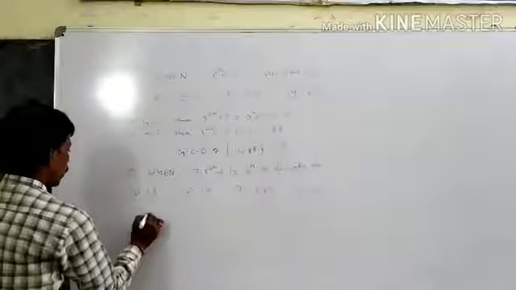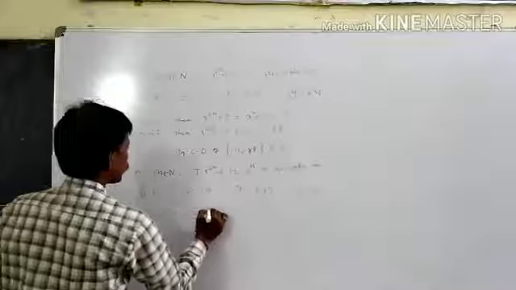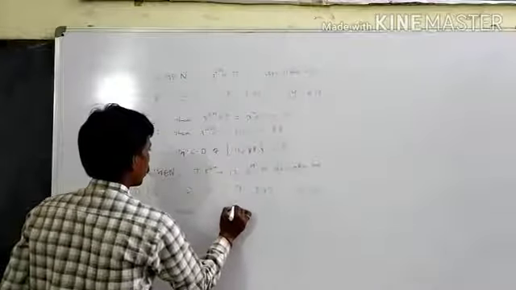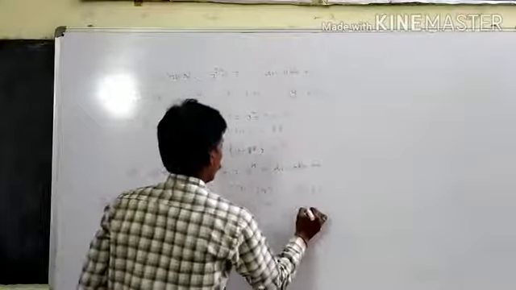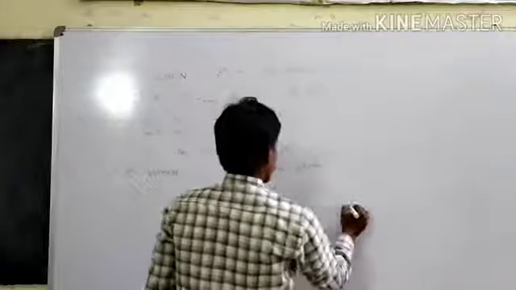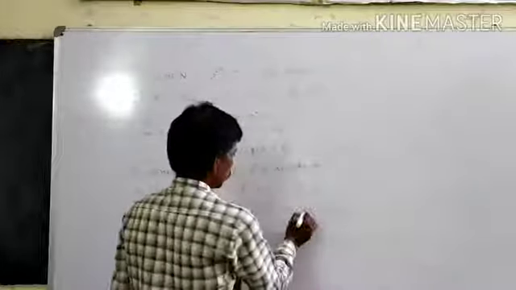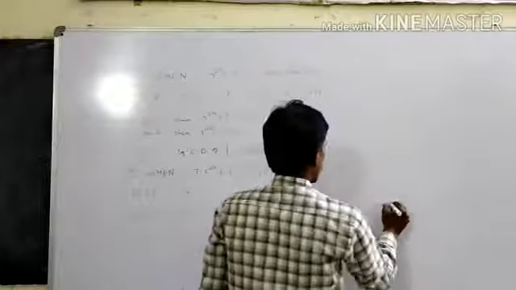If n equal to 1, then 7 into 5 power 2n plus 12 into 6 power n, 7 into 5 square, 12 into 6, 7 into 25, 72.